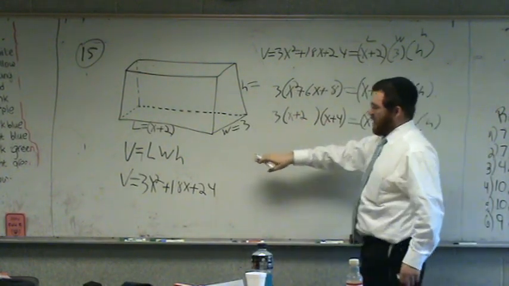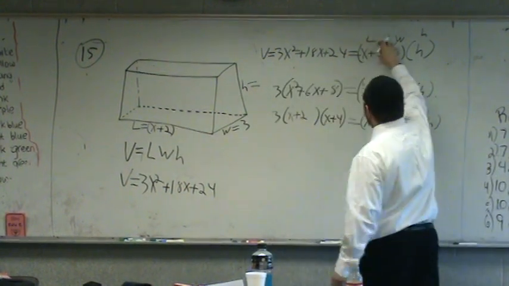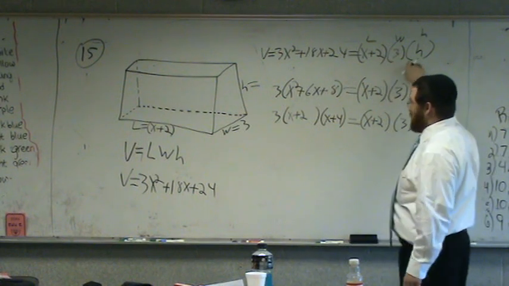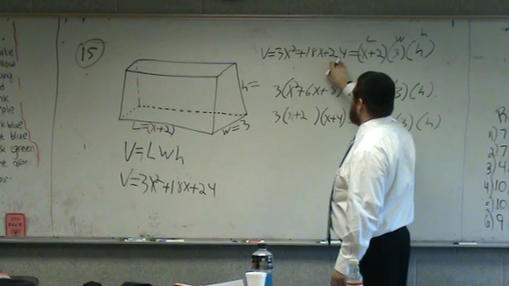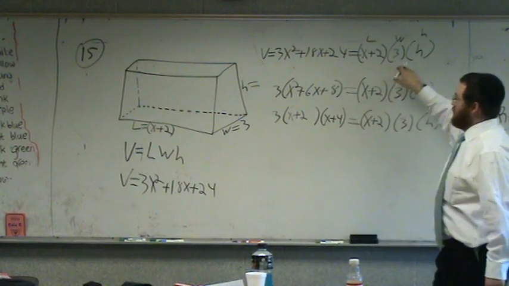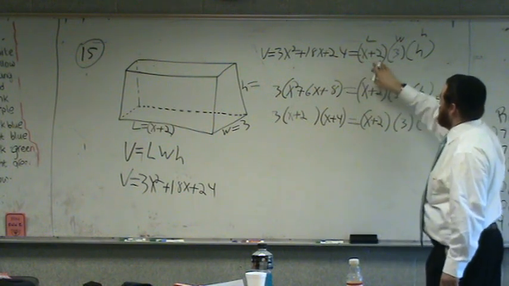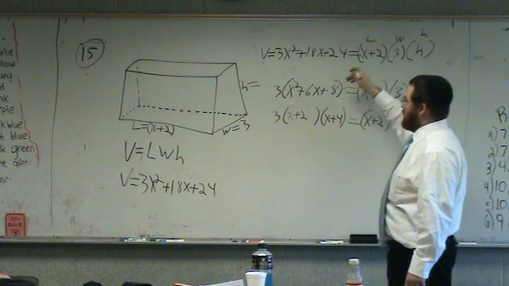We know that volume is length times width times height. We know the length is x + 2. So for length, we'll put an x + 2, times the width is 3, times the height is the unknown. And it's equal to 3x² + 18x + 24. So you know when you divide this, you're going to get out of it x + 2, and you get a 3, and you're also going to get what h is. How do you break it down?